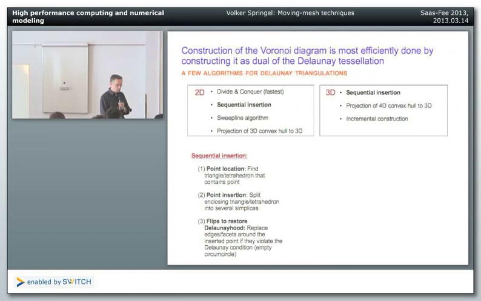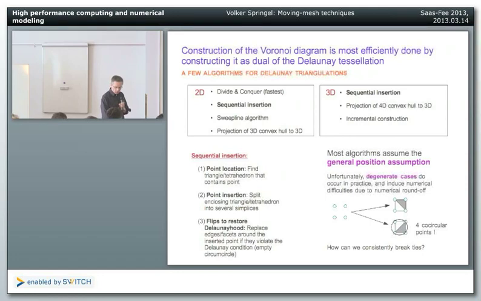That works like this: you start out with some pre-existing triangulation. Then you add the points one by one. This is done by first finding the triangle in which you want to insert the point. Then you insert the point by splitting the triangle. And then you need to heal the mesh locally, because normally you then violate the Delaunay condition.